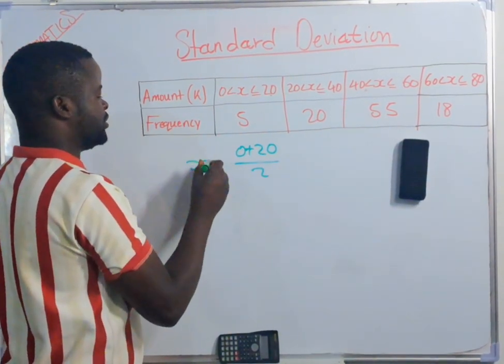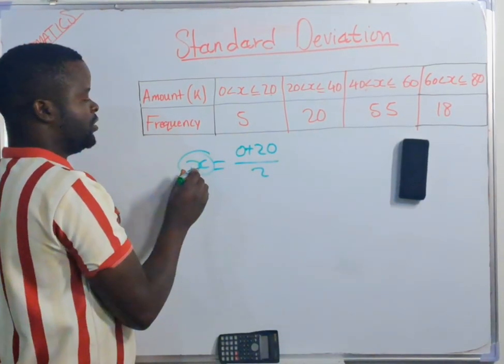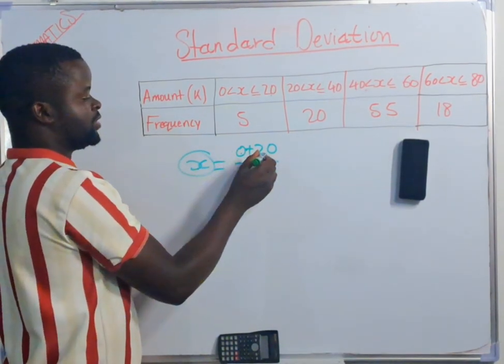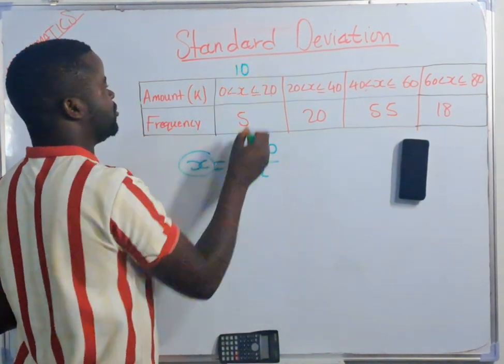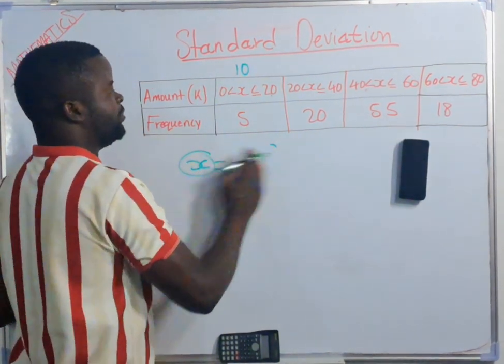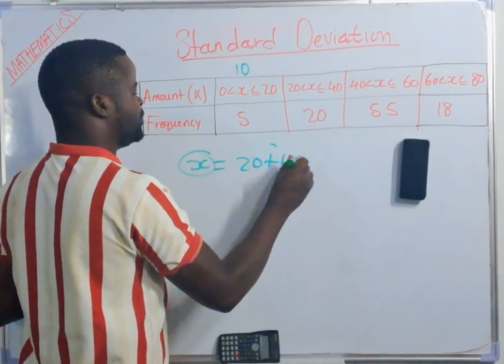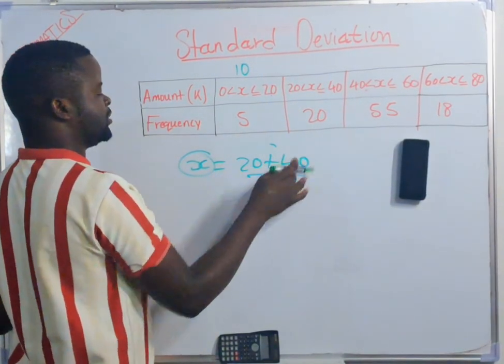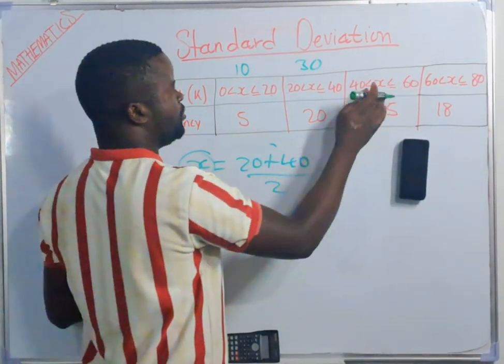The mid value is the value of x. So 0 plus 20 is 20, divided by 2, we are getting a 10. So here the mid value is 10. Then we go to the next: 20 plus 40, then divide by 2. This is 60, so the mid value here is a 30. Let's go on to the next part.